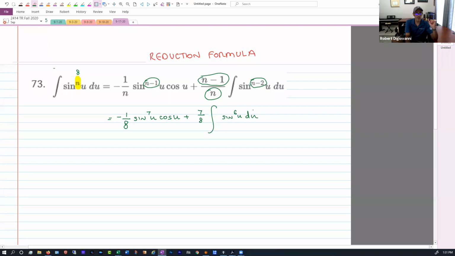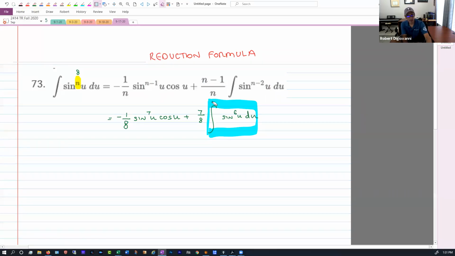Now, we don't have the answer. This is not the answer because we still have an integral to do, don't we? We have to figure out what that integral is. But do you see what's happened to the power? We started out with 8, now where are we? The power's been reduced, right, to 6. So guess what? We get to just reuse the formula again. Everything in blue here, I can imagine is in brackets, and now let's figure out what that is according to the formula.